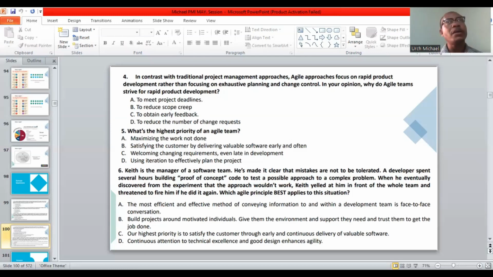The PMBOK Guide 6 is about 570 something pages. I went through it three times. The PMBOK Guide 7 is about 370 something pages. I went through it three times. And then the Rita Mulcahy is about 550 something pages. I went through it. Then you have the Agile Practice Guide as well that you need to go through.